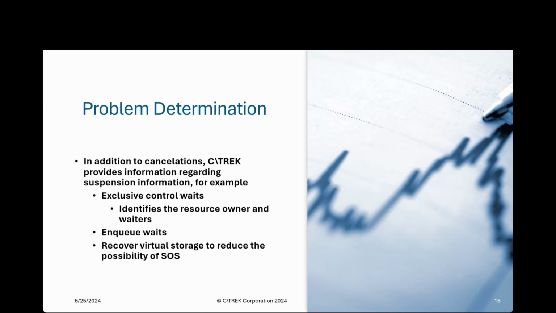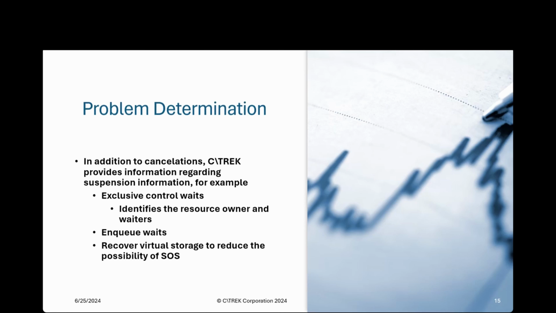Okay. In addition to that, C-TREC also provides the capability of looking at these exclusive control waits. As I mentioned, on many occasions you find yourself with a queue of a bunch of tasks waiting, but you say which one is the one that has the resource, or which one's the one that's causing the problem. And 90% of the time, what you do is you cancel the oldest one, and that normally relieves the problem.